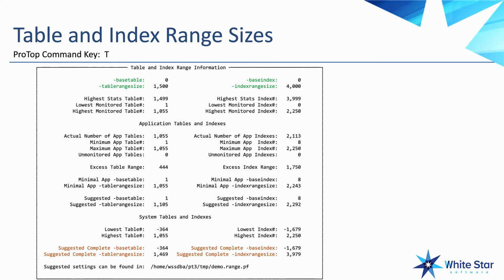Now, a lot of times people don't pay attention to schema information, but if your application does compile on the fly, or if you use a lot of dynamic queries and things like that, you may find that there's a surprising amount of activity going on in those system tables. So it can be very helpful to enable the complete table and index range sizes. When this command is run, it also creates a temporary PF file that you can use as a template to add to your startup parameters if you're wanting to do that.